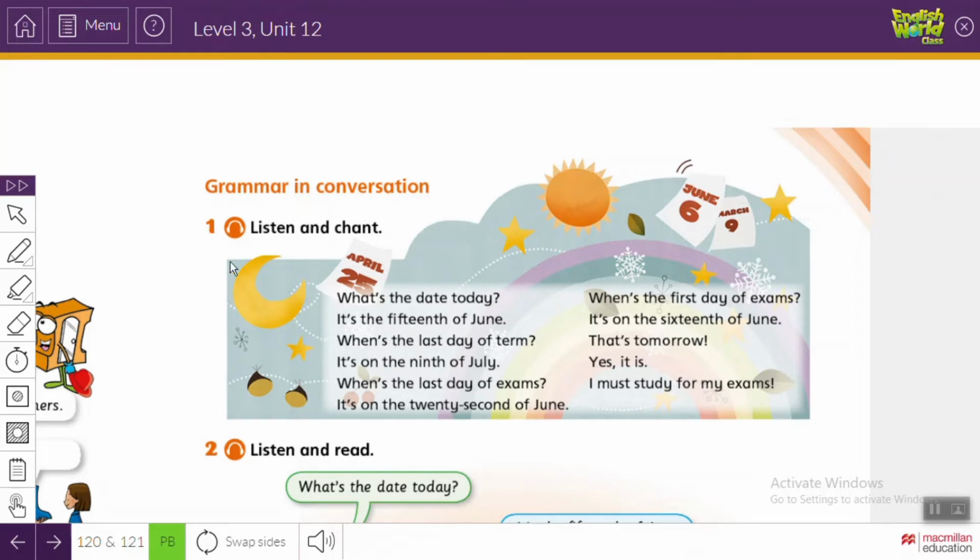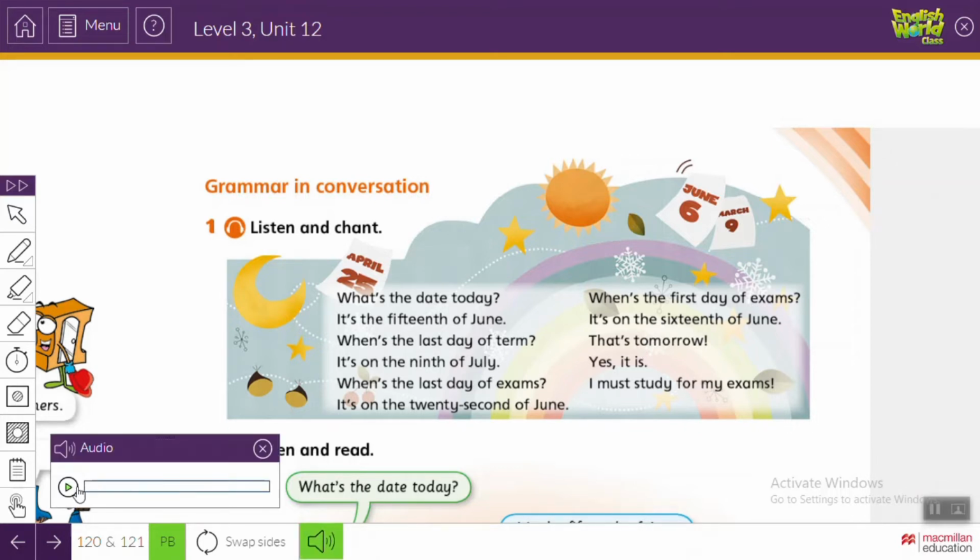Now I want you to listen and chant. So listen and read in your pupil's book. Are you ready? Let's go. Pupil's book, Unit 12, page 121, Activity 1. Listen and chant.